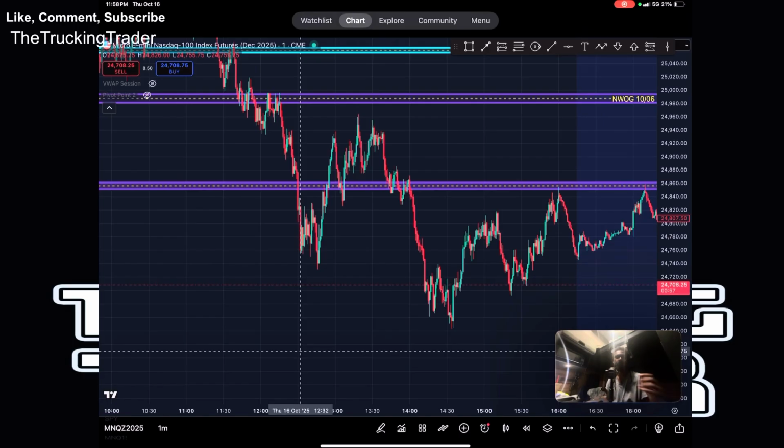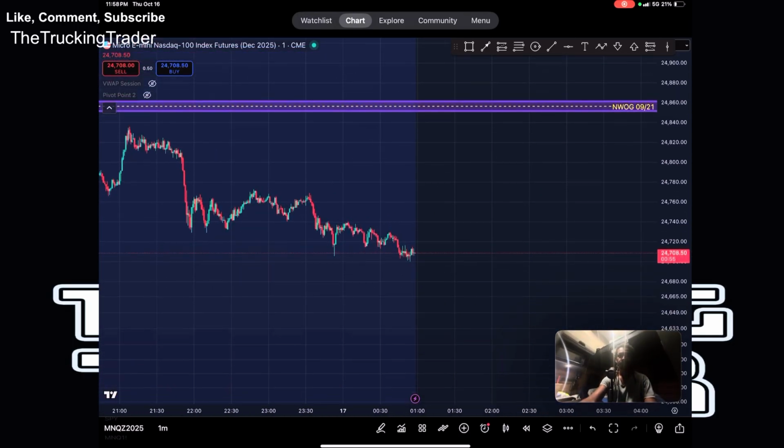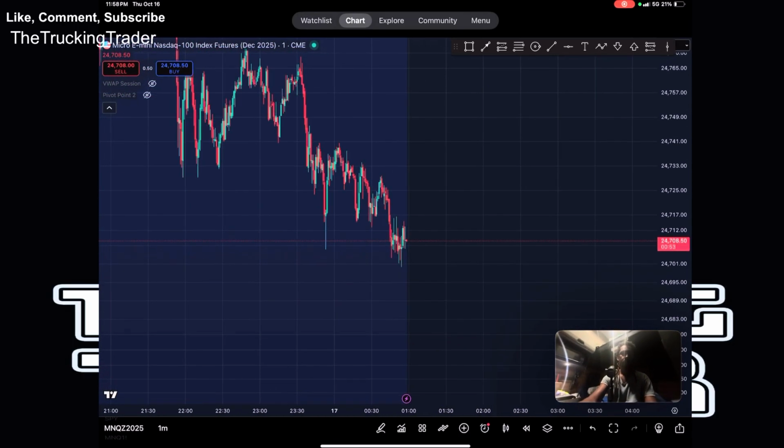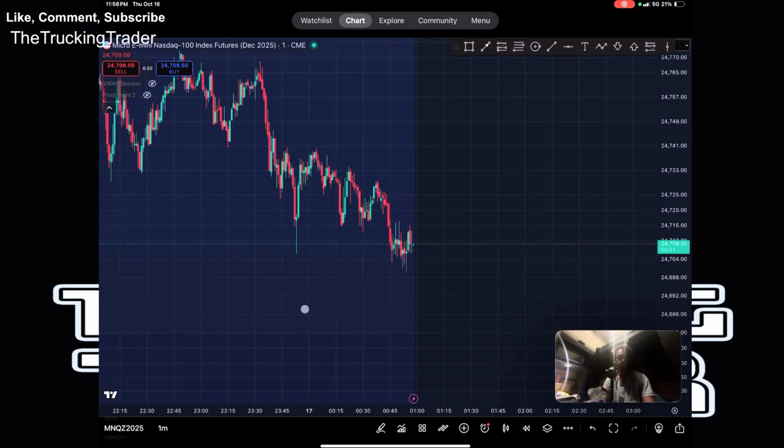and then I also use the first presented fair value gap after midnight, right? So for example, our midnight opening candle. I always like to look at the midnight opening candle, right? So we got the midnight opening candle right there.